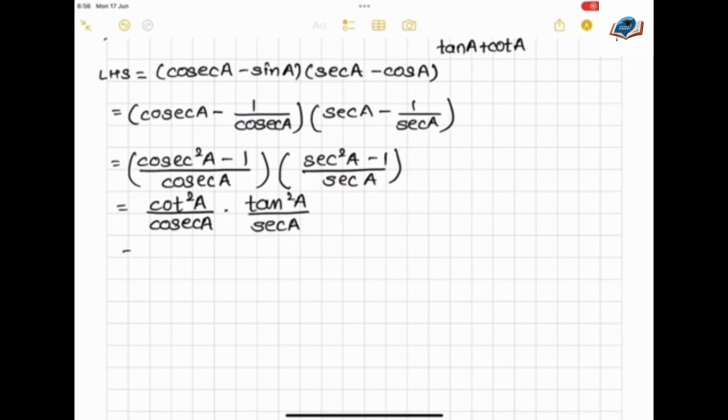So now cot square A I am converting, cosec A I am converting to sin. So sin A upon cot I have converted to tan, so upon tan square A, whole upon, into tan square A into cos A. So tan square A got cancelled. So sin A into cos A.